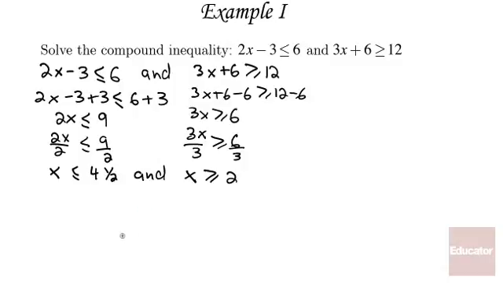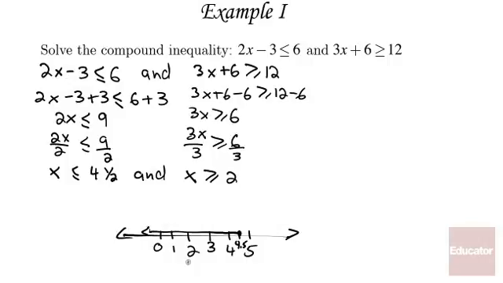This type of thing is very helpful to visualize using the number line. So if I have 0, 1, 2, 3, 4, 5. Over here, I know that x has to be less than or equal to 4 1/2. So 4 1/2 is going to be about here, and it's going to be a solid dot since it includes equal to. This is the solution set for this inequality.